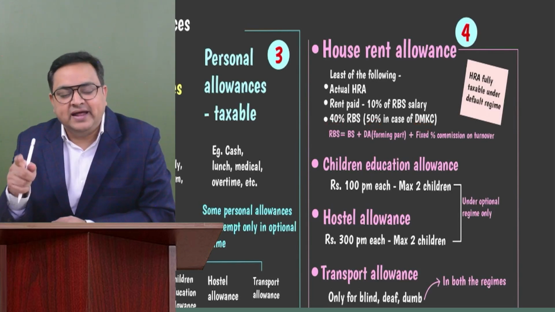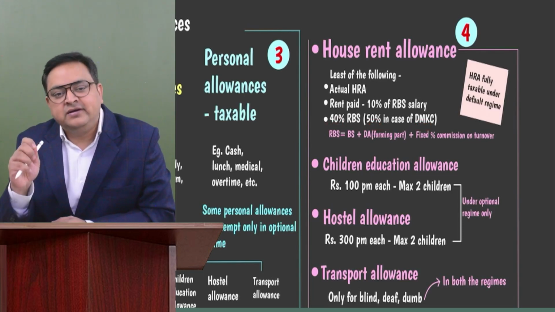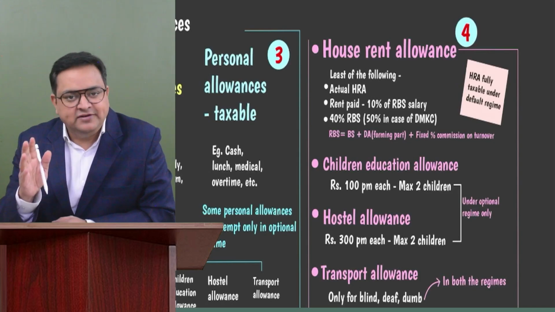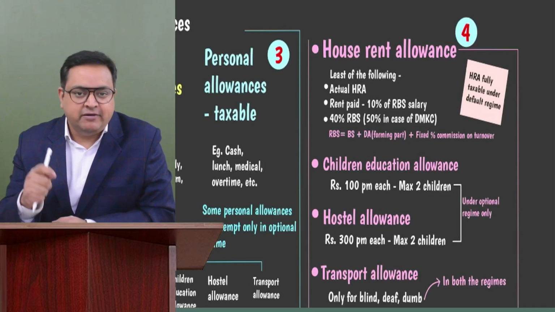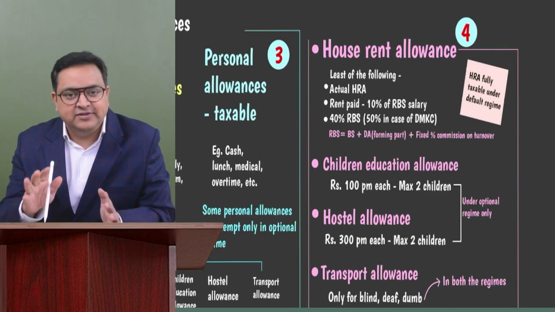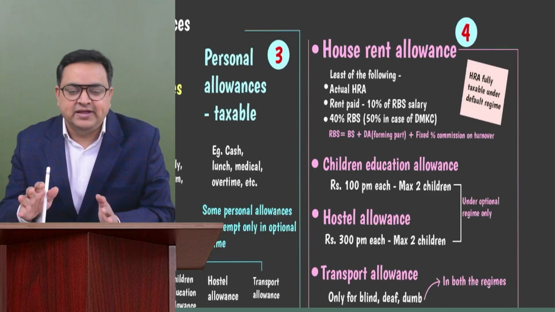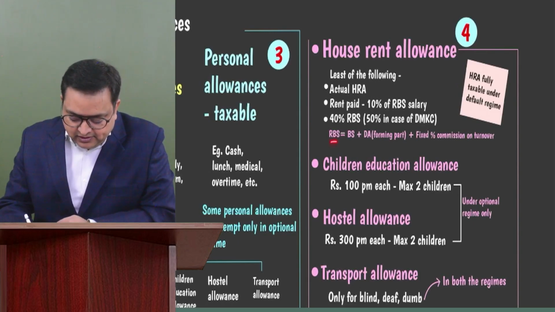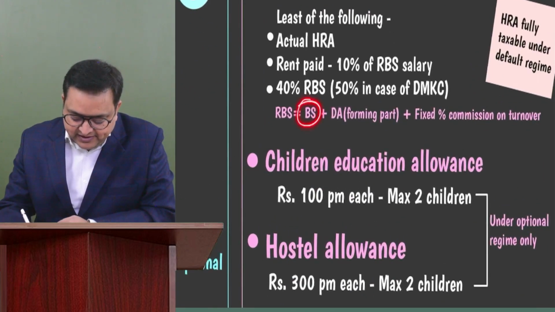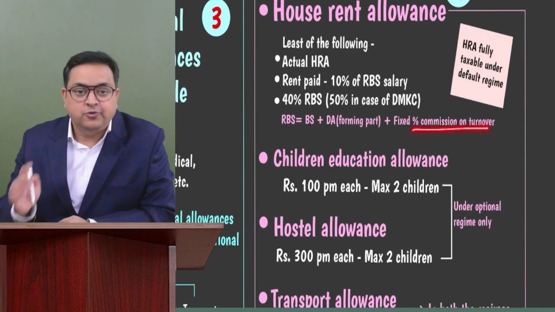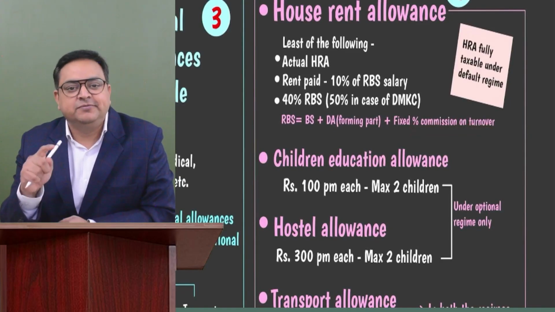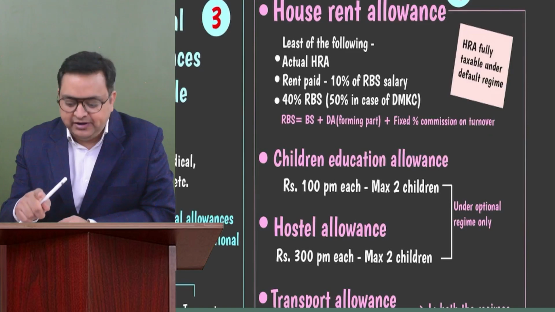Now, for the purpose of salary, what is the definition of salary over here? Retirement benefit salary. Three components are included over there: basic salary, DA forming part of retirement benefits. If it is given that DA forms part, then only you have to take that DA. Otherwise, you don't have to take that DA, right? So, retirement benefit salary means basic salary, DA forming part, plus fixed percentage commission on turnover. Only that commission which is fixed in percentage on turnover should be taken.